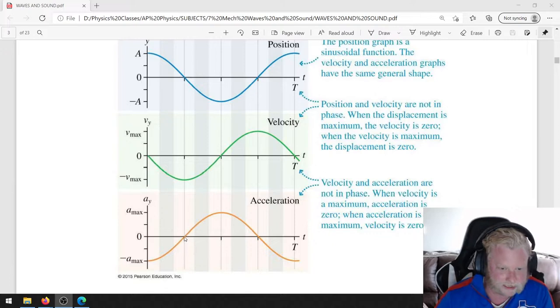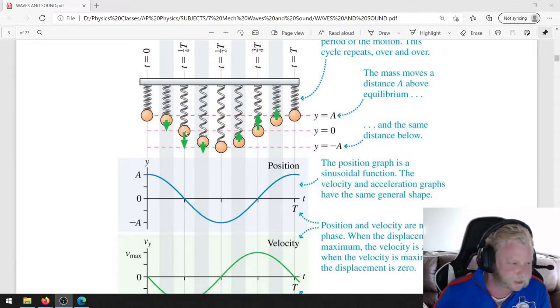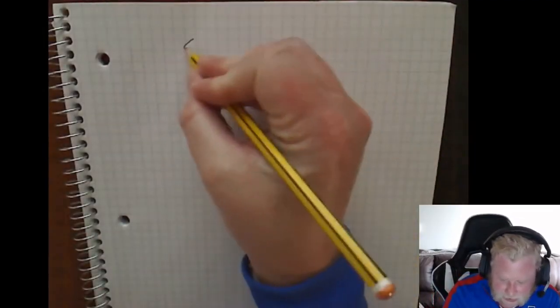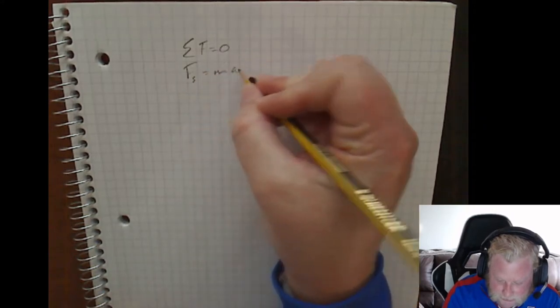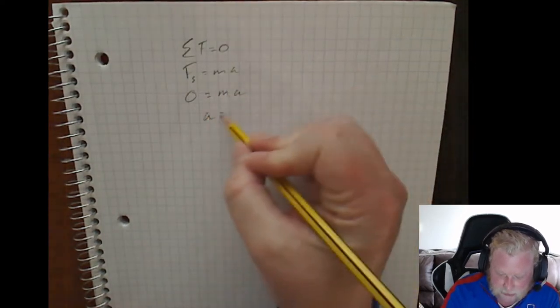Now, why is the acceleration 0 at your equilibrium positions? Well, the reason for that is that if you look at the net force acting here, you've got a spring force. The spring force here is 0 because the spring is neither compressed nor stretched, right? So if your net force is 0, and your net force is that spring force, well, 0 equals mass times acceleration, therefore acceleration has to equal 0.